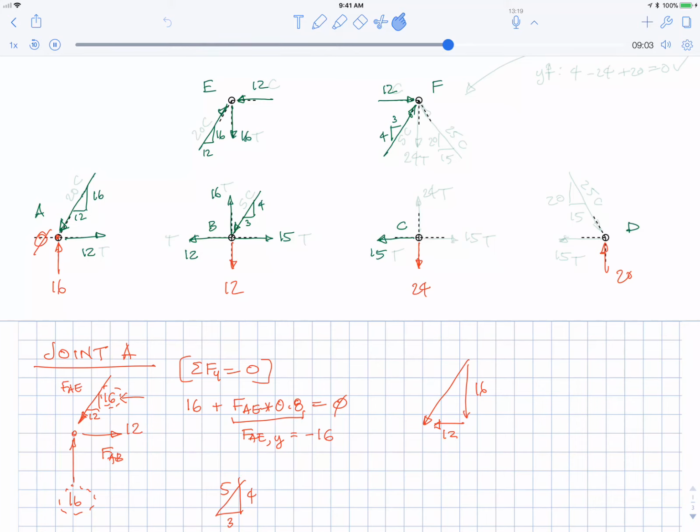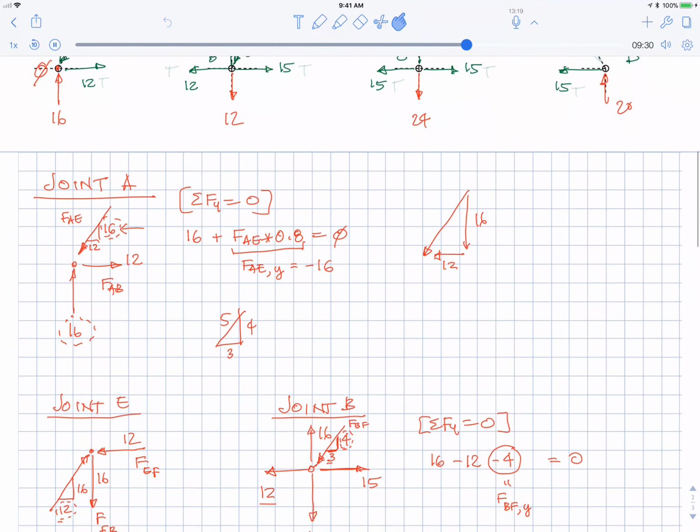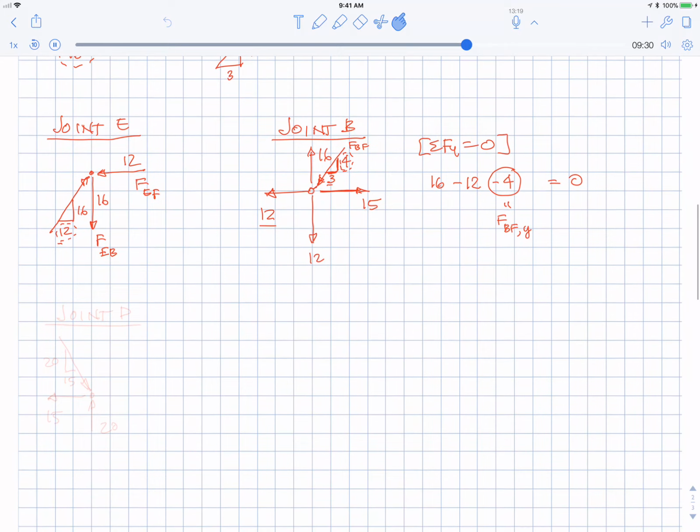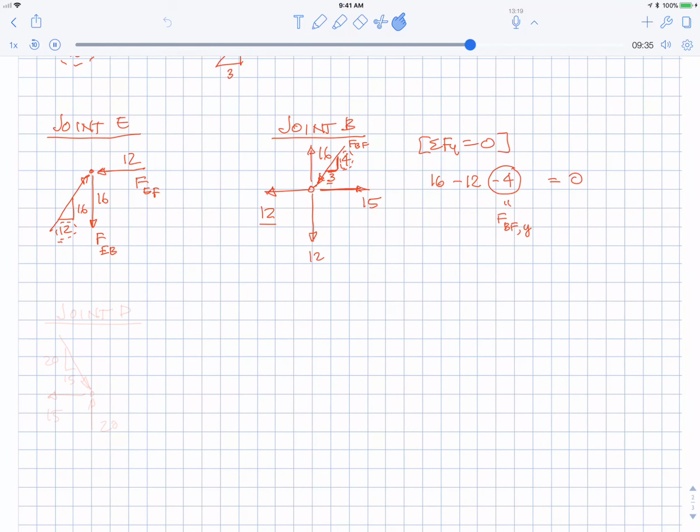We can now solve for joint C. I'm not even going to draw the free body diagram. Can you see this is obviously 24 pulling up, and that's 15 going that way. I'll draw these opposites over there, 24 and 15. Next we'll do joint D. This one will work, and then we'll do F to double check that everything's okay.